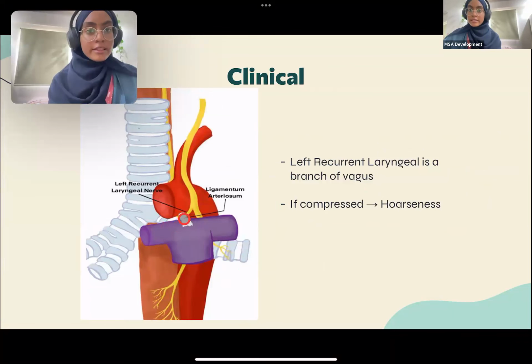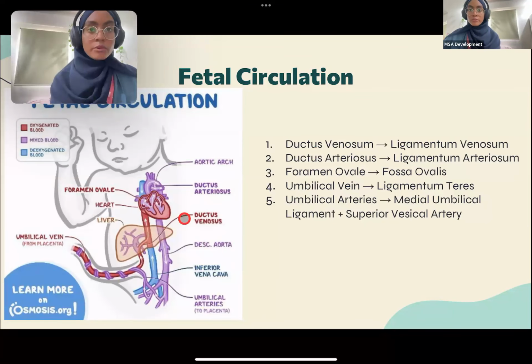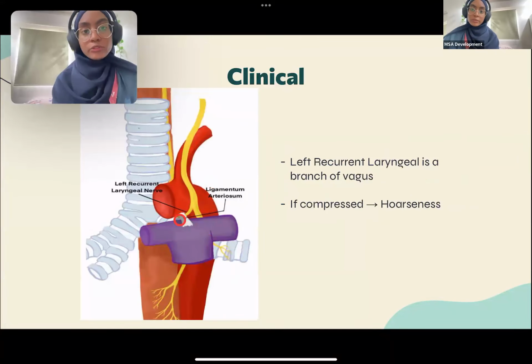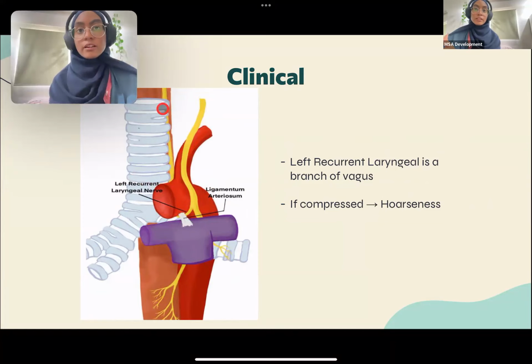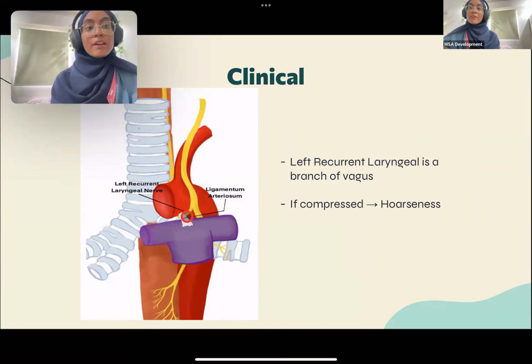Now again, this is the ligamentum arteriosum, which was once the ductus arteriosus. Okay. An important thing to note about this area is, as you can see here, there's a nerve going in this tight place. Right? It's called the left recurrent laryngeal nerve. It's a branch of the vagus nerve, and it goes up to supply the larynx. Now, if for any reason this left recurrent laryngeal nerve gets compressed, then the patient would present with hoarseness.